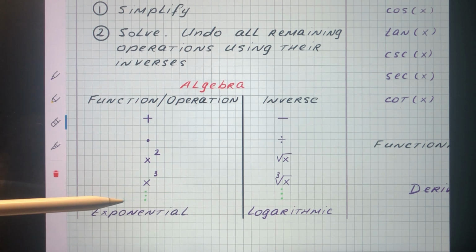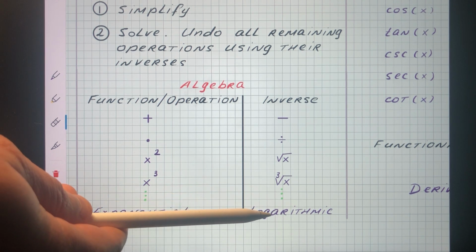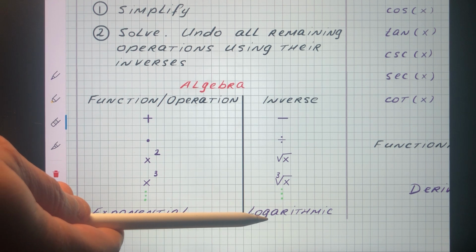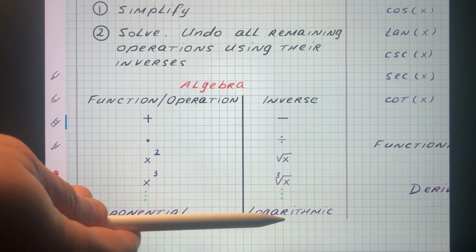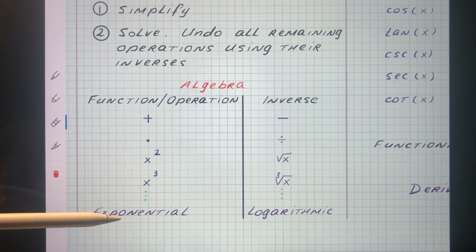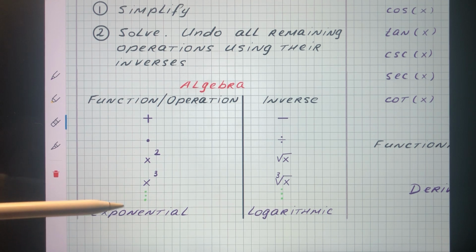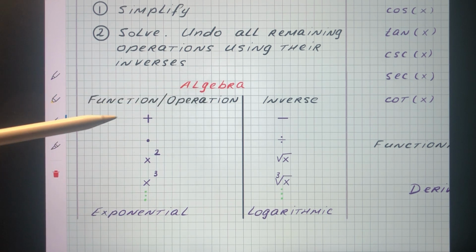The exponential functions can be undone using the inverse, which is logarithmic function. And logarithmic functions could be undone using their inverses, which is exponential. And these are some of the functions from the algebra that we will see.